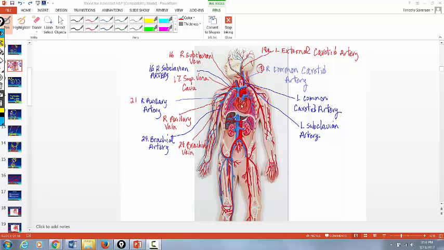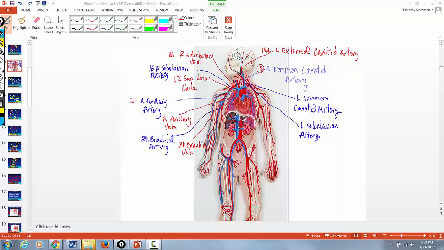Now, let's look at some of the vessels that are coming off the heart. Again, you have the aorta, and the three main vessels that come off the arch of the aorta are the brachiocephalic artery, the left common carotid, and the left subclavian artery. Then you have the right ventricle, pulmonic valve, and then the pulmonary trunk. The pulmonary trunk branches into the left and right pulmonary arteries, and they carry deoxygenated blood to the lungs to get oxygenated.